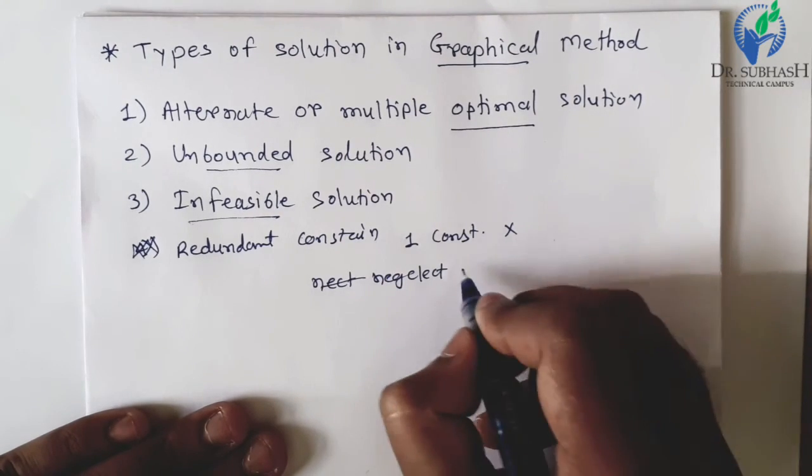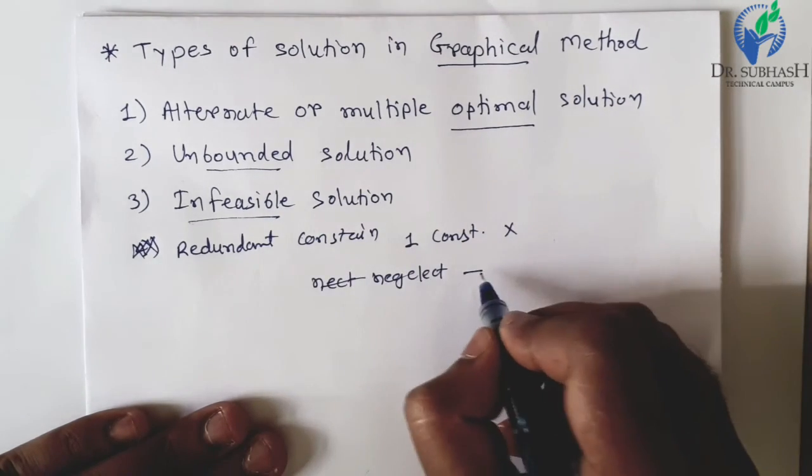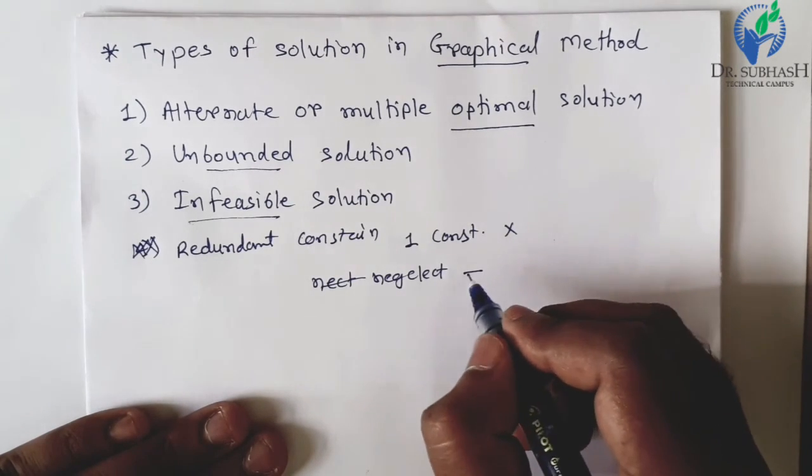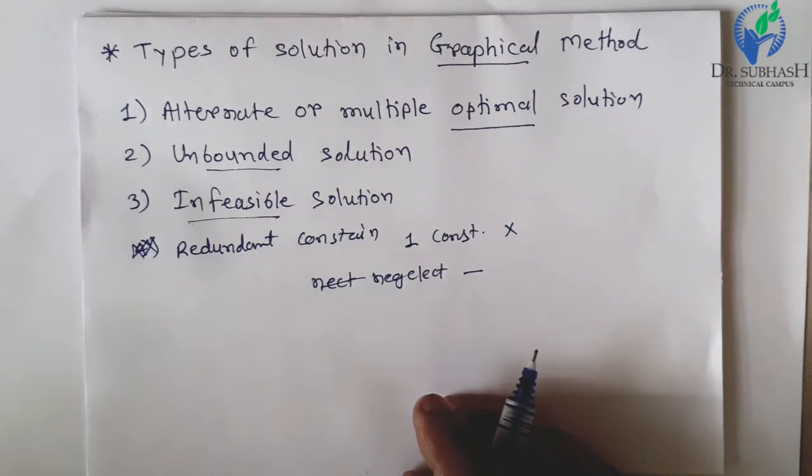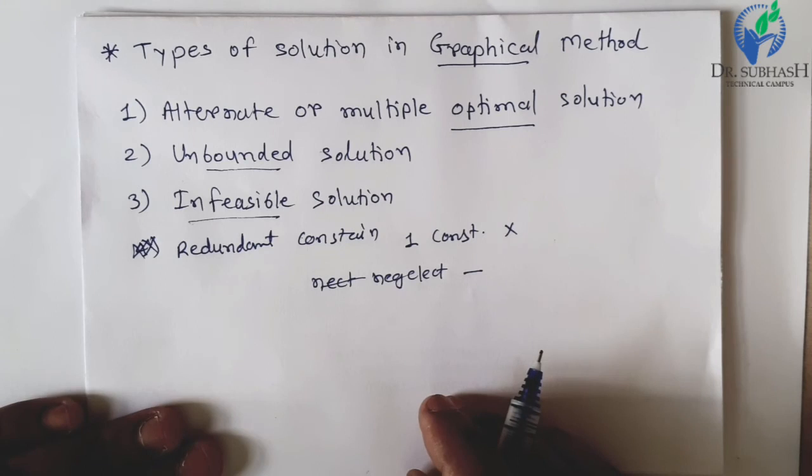this type of constraint. Neglect the constraint which is a redundant constraint. So this type of problem you may face while solving with the graphical method. So that is all for today.